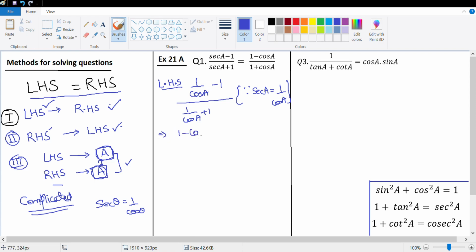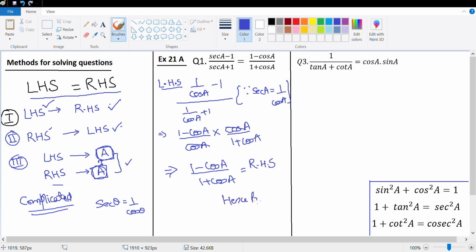1 minus cos A upon cos A, and this is a fraction divided by a fraction, so let's multiply, which means cos A upon 1 plus cos A. This cos A and this cos A get cancelled, which means I am left with 1 minus cos A upon 1 plus cos A. That's exactly what they wanted me to prove. So I have reached my right hand side. Perfect. So my work is done, hence proved.